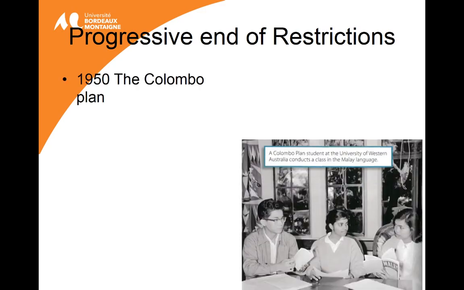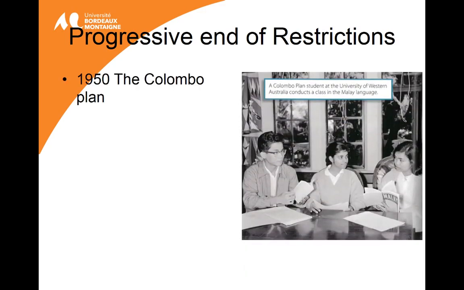But despite Australia's White Australia policy, a number of non-European people came to Australia from the 1950s. They did so under the Colombo Plan, which was an arrangement between various countries to improve the standards of living and education in developing Asian countries. By the 1980s, more than 20,000 people had come from Asia to study in Australian institutions under this scheme.